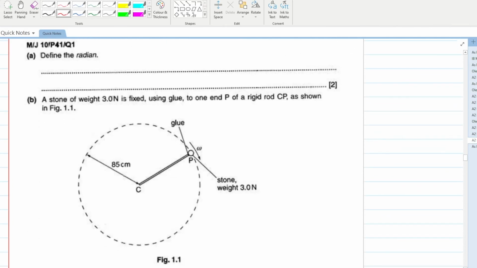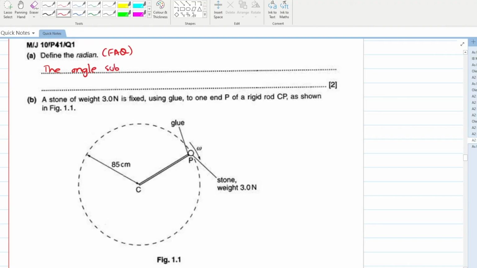Define the term radian. Okay. Whenever you have to define the term radian, you define it like this. The angle. This is a frequently asked question. Examiner usually asks you to define radians every 1 to 2 years. So please remember this definition.